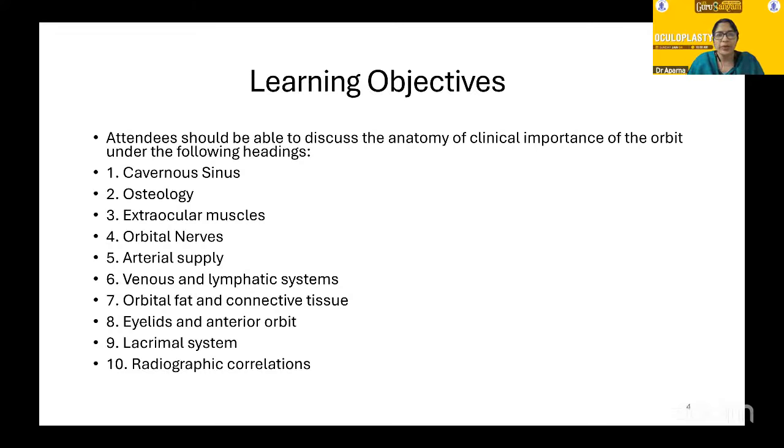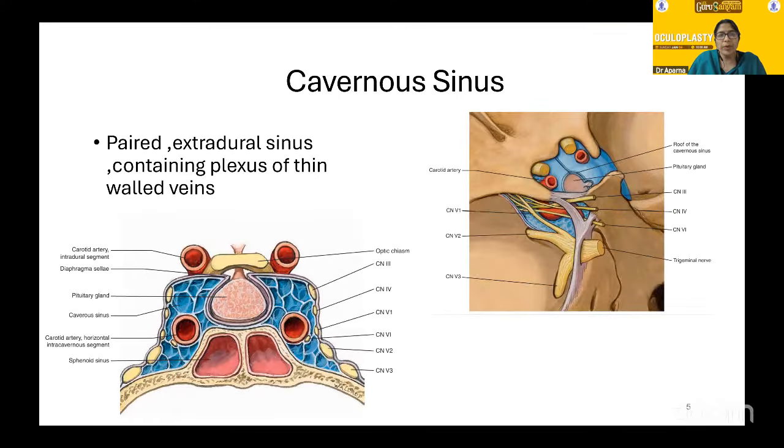discuss the anatomy and clinical importance of the orbit under the following headings. I'm following this from Dutton's Atlas itself. We'll be starting with the cavernous sinus, then going on to the osteology, the extraocular muscles, the orbital nerves, arterial and venous supply, and the orbital fat and connective tissue, going on to the eyelids, the lacrimal system, and finally the radiographic correlations. Coming to the cavernous sinus, it's a paired extradural sinus containing a plexus of thin-walled veins.